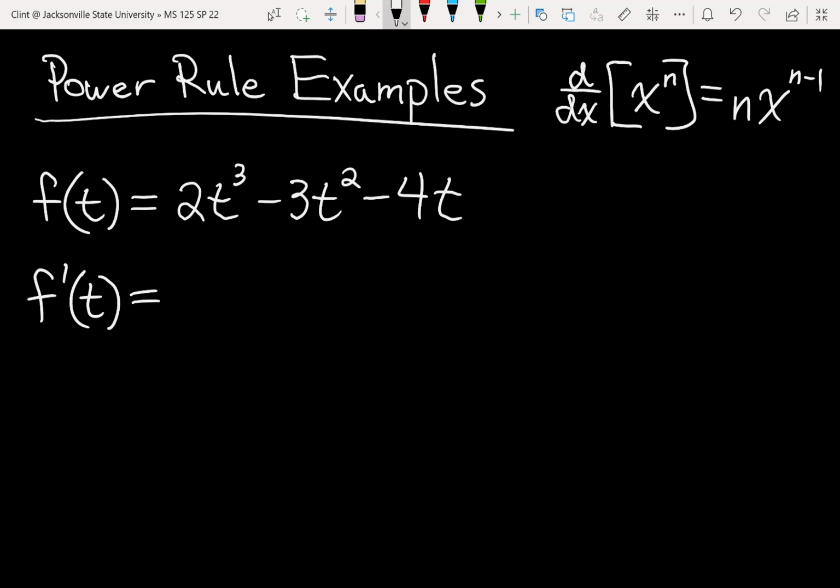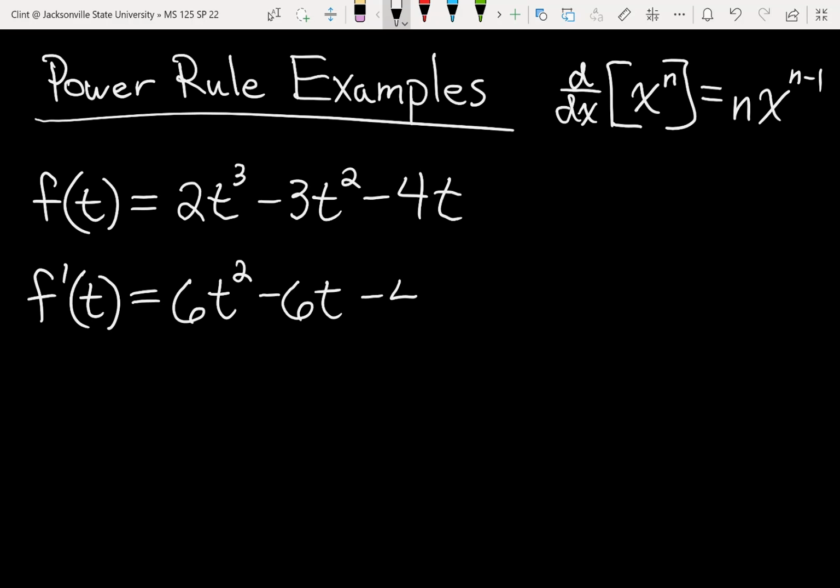So what would we get when we take the derivative of the 2t to the third part? Yeah, so we do 3 times the 2 and get 6, and then subtract 1 from the exponent, 6t squared. And then the next piece, minus 6t. Yeah. 2 times negative 3 gives us a negative 6. Subtract 1, we get t to the first power. And then what about the last one? We just have minus 4t.